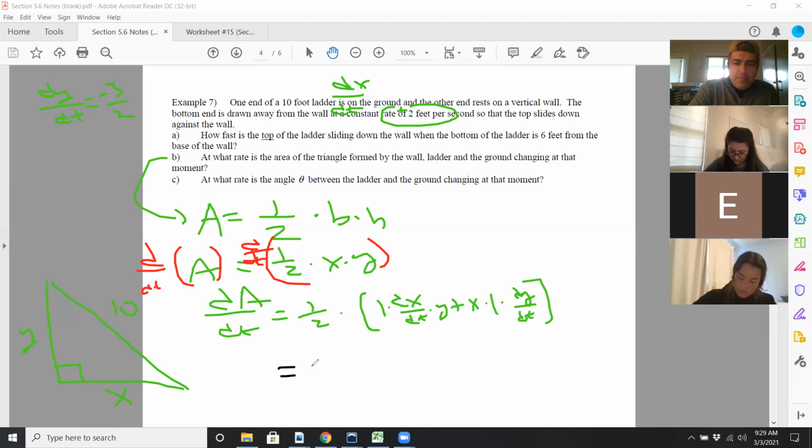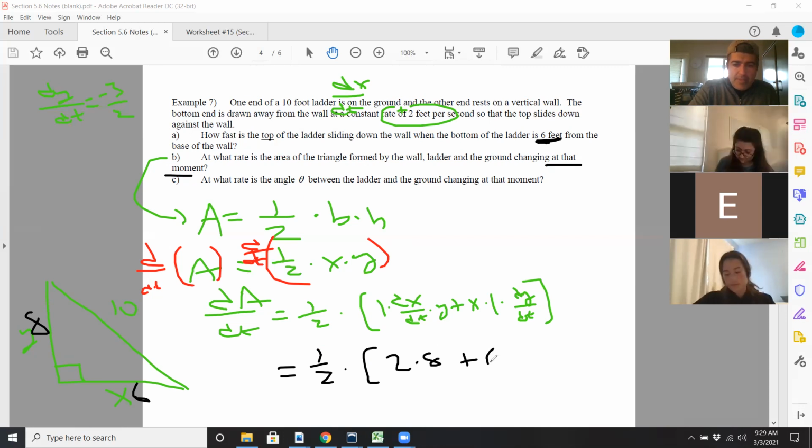Okay. 1/2 times bracket dx dt, which I know is 2, and y, of course, remember this is 8 and 6, because we're all doing it at this moment here. So still at the same moment, the bottom of the ladder is 6 feet from the wall, because they said at that moment, right? So 2 times 8 plus x, 6, times negative 3/2. Remember, dy dt is negative 3/2.